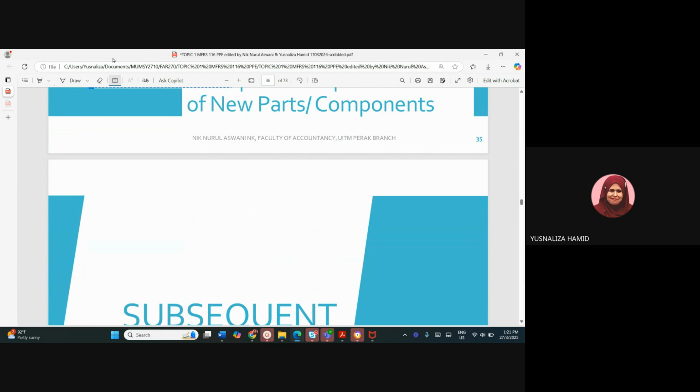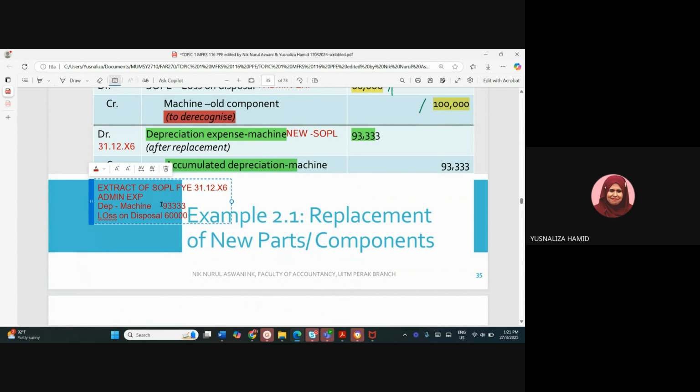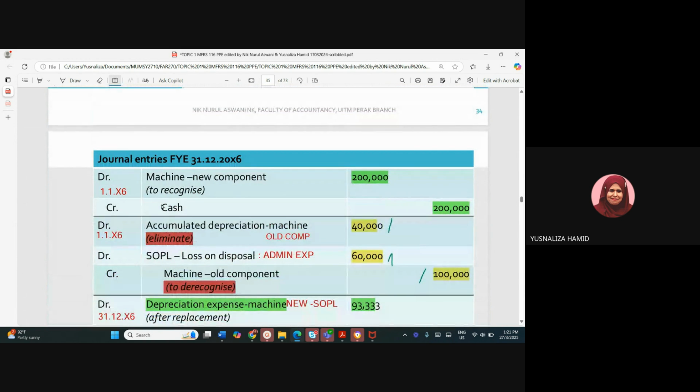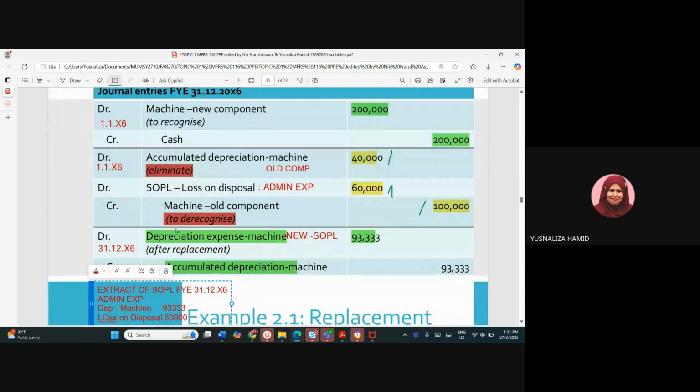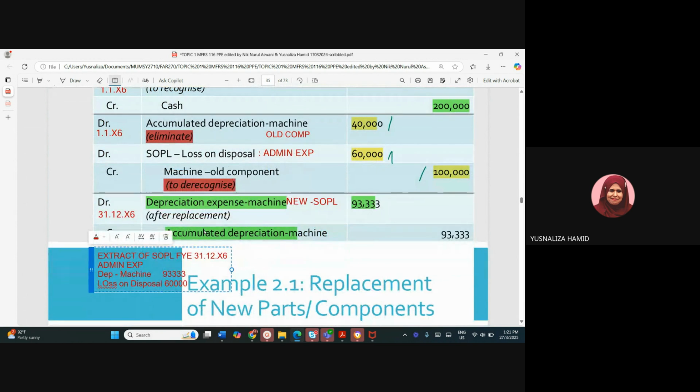Okay, done with replacement of component. So take note, you need to first de-recognize the old component together with the accumulated depreciation, also taking into consideration the loss or gain on disposal. The next step is to insert the new component and record it as well. The last step is to record the depreciation.